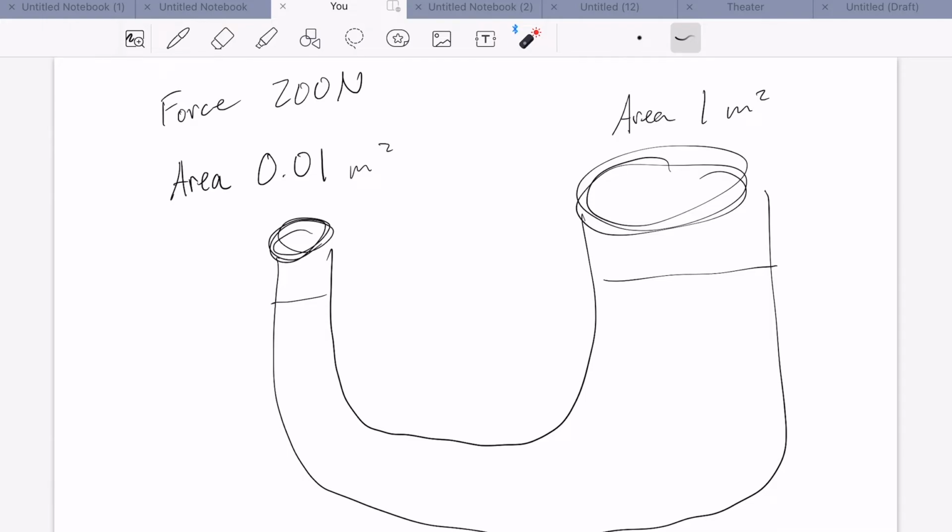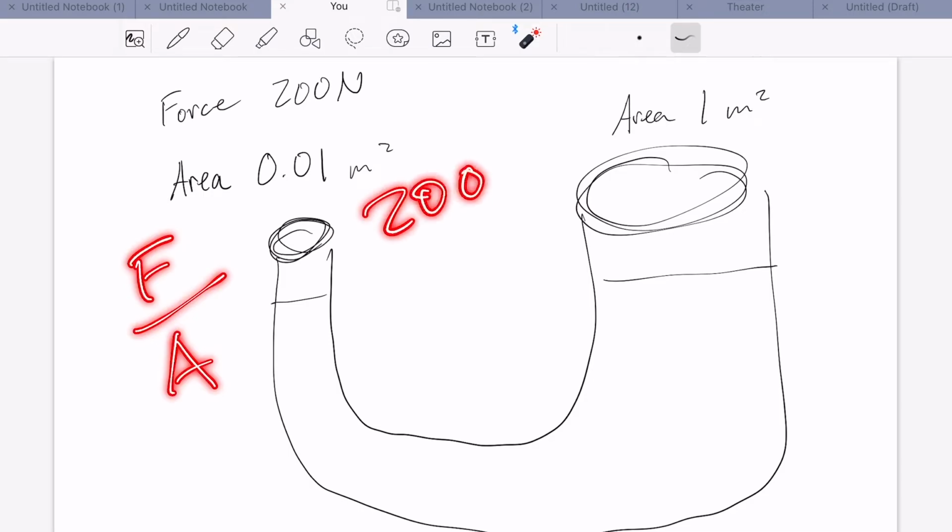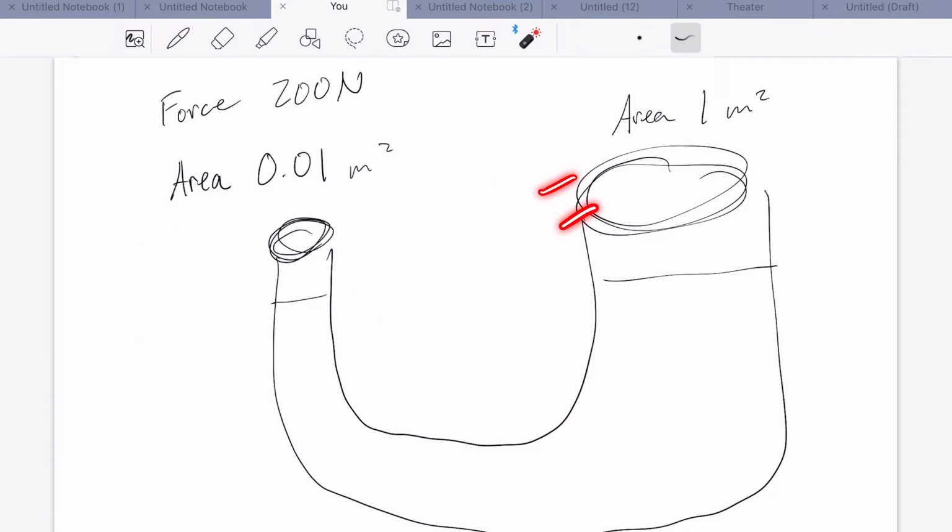Now, if we do a quick calculation of what this would be with force over area, it would be 200 over 0.01, which gives us this number, which is the pressure being applied.